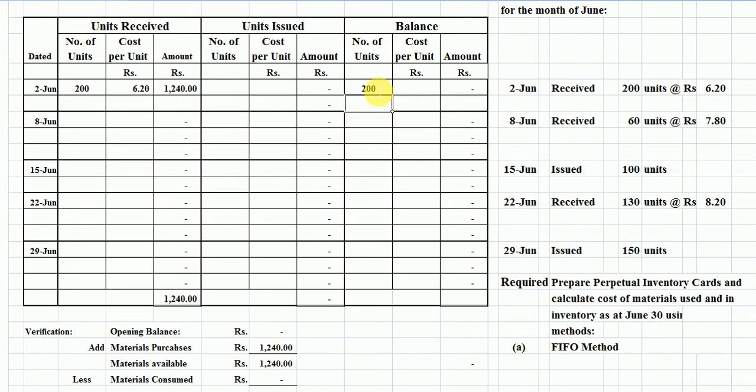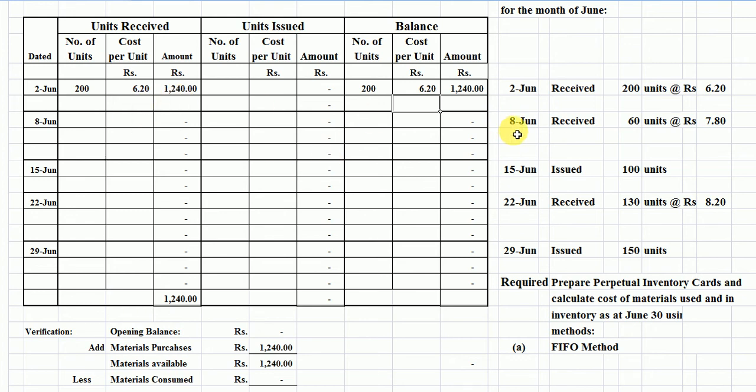Now students, this entry is also recorded in the balance column here: 200 units, 6.20, the cost is 1240 rupees. It means that the units are available for use in the production. Now, this is the first transaction which has been recorded in the given card, digital card.